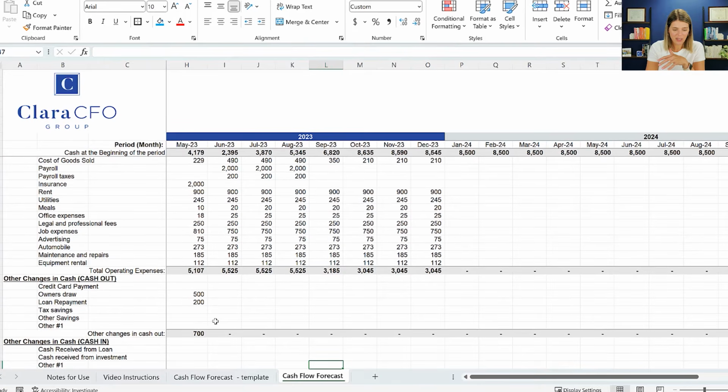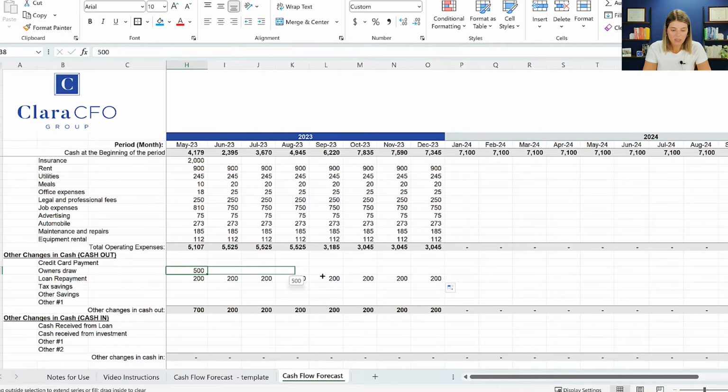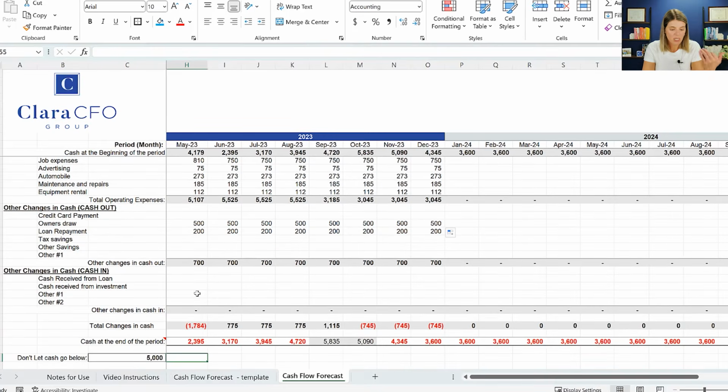And then this is where you can look and say, okay, what other kind of things do we have? Maybe there's this loan that needs to happen every single month for $200. And let's just put in a $500 owner's draw to see what that does. We're not taking in any other loans in this base scenario, but let's look at what we've got here. So May is not looking so good. The change in cash is actually out almost $1,800.